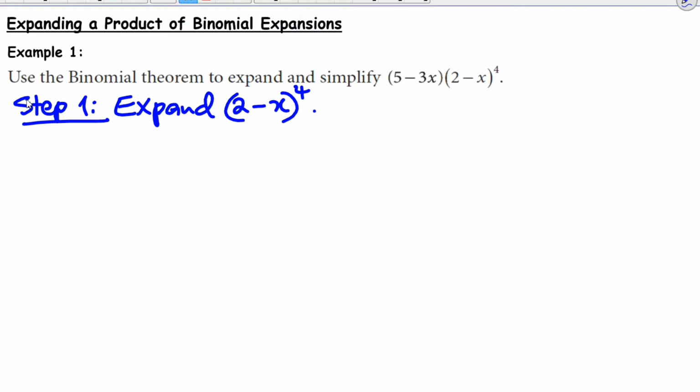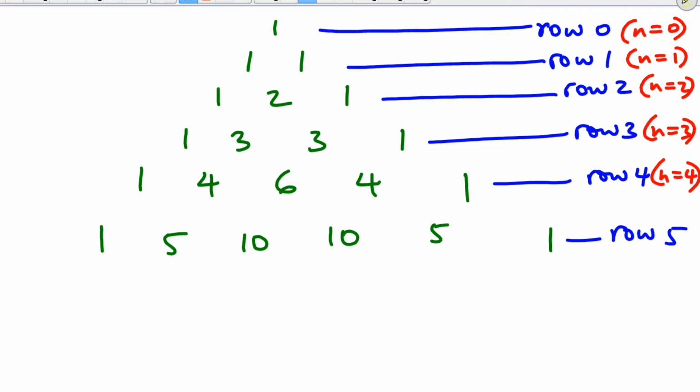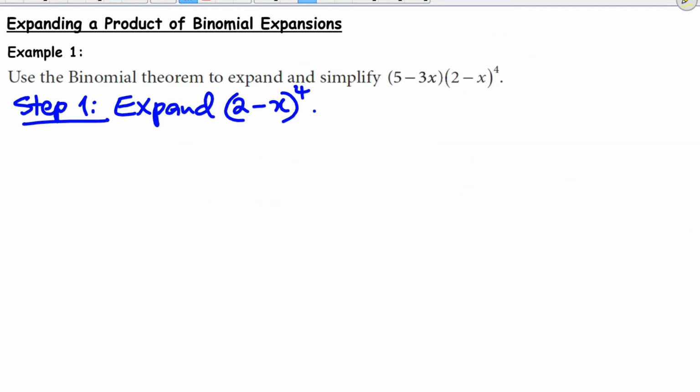Now, let's assume this is an uncalculator question, which means we are going to use Pascal's triangle to find the binomial coefficients. So this is Pascal's triangle, and for that particular expression, n is equal to 4, which means these numbers here will be our binomial coefficients. So 1, 4, 6, 4, 1. That will give us 5 terms. So back to the question. Our coefficients are basically 1, 4, 6, 4, 1.